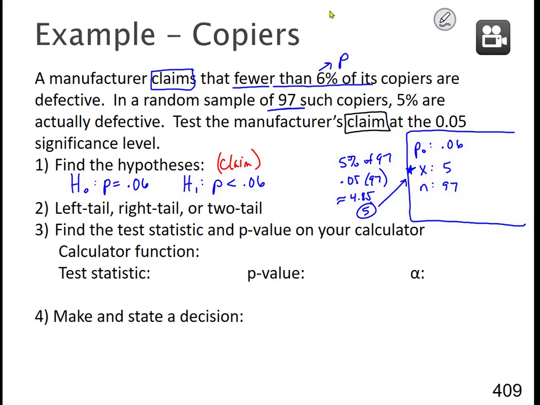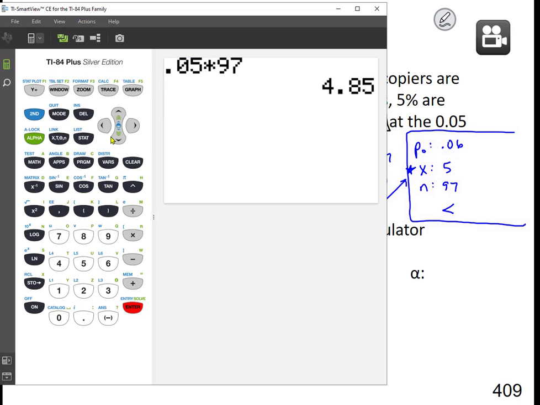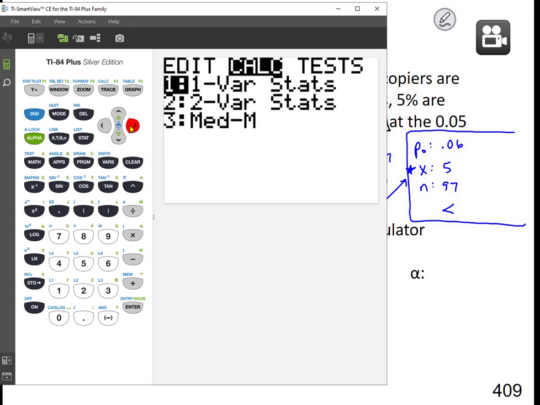So 0.06, 5 is the x, n is the 97, and less than will be what we highlight. Since it's less than, it's left tail, and since it's a p percent, we're using one prop z-test. So we can go to our calculators, stat, right arrow to tests, and number 5.